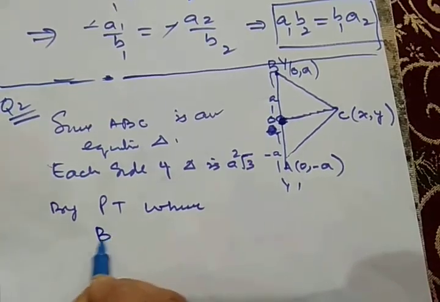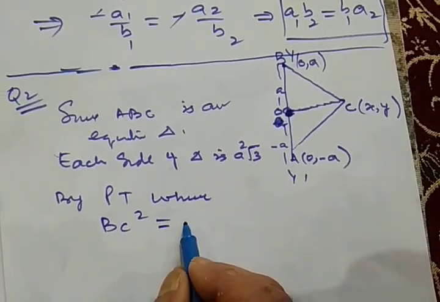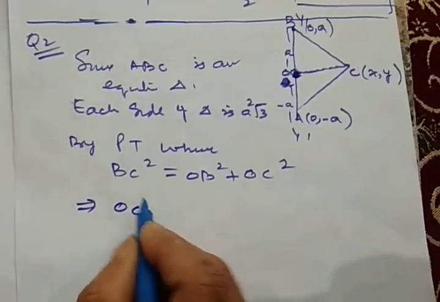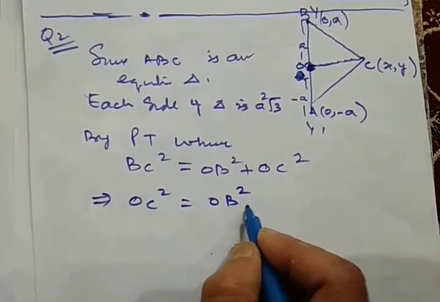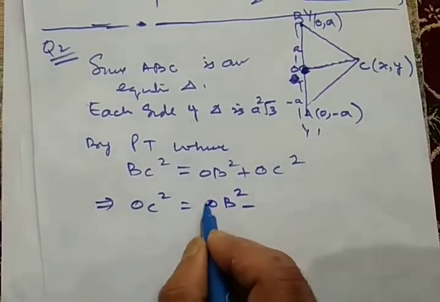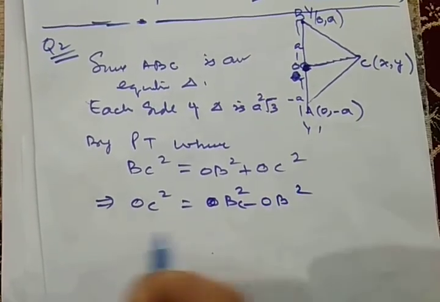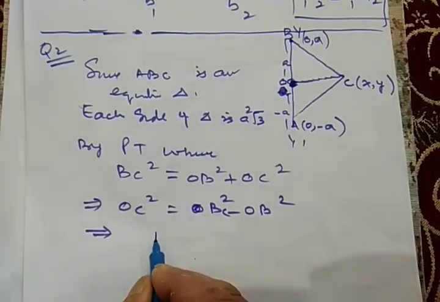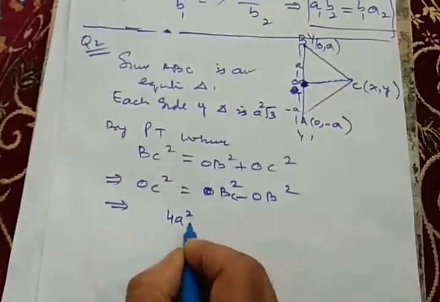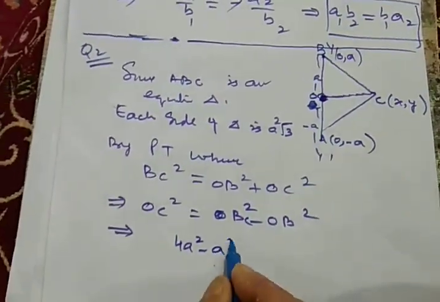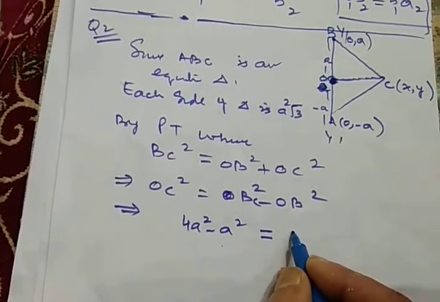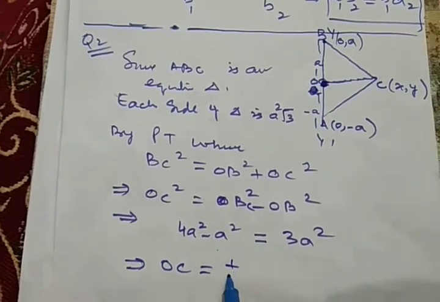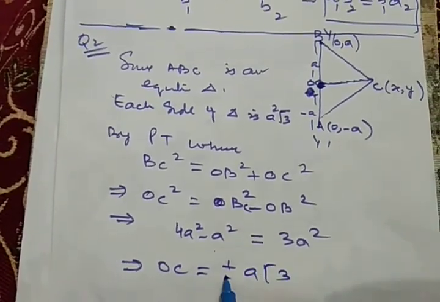by PT we have BC square equal to OB square plus OC square. That means OC square will be equal to BC square minus OB square, which will further imply that BC square will be equal to 4A square, so 4A square minus OB square, which is A square. That will give us 3A square, which implies that OC is equal to plus minus A root 3.